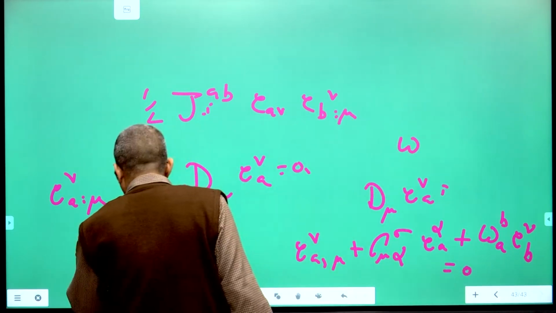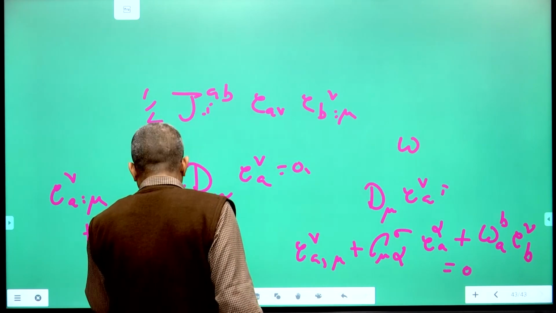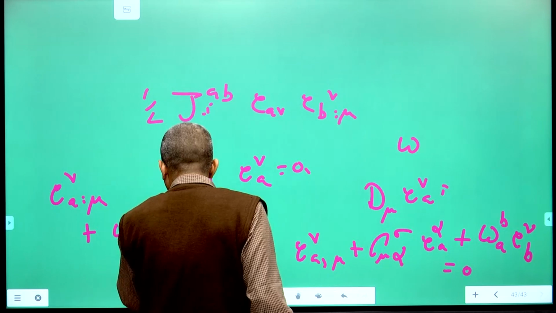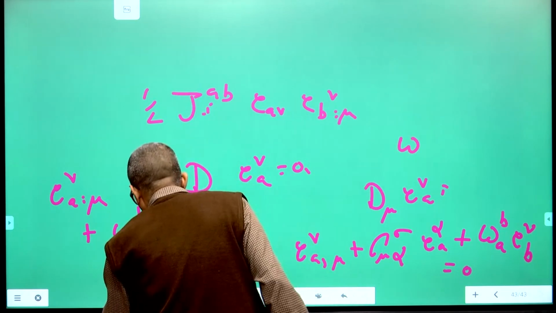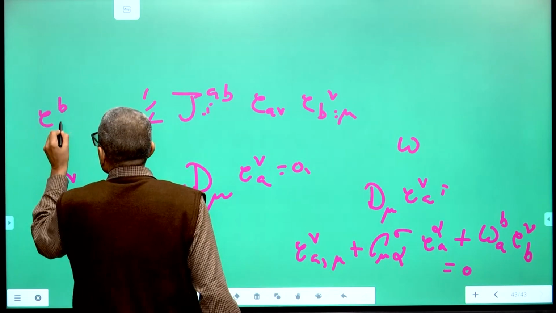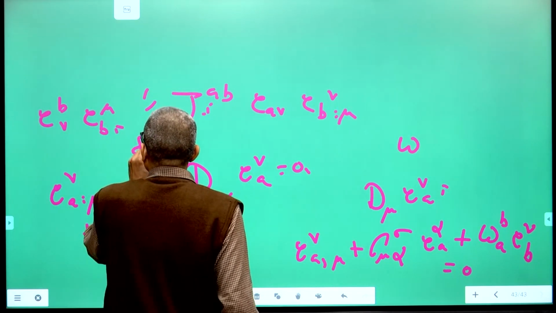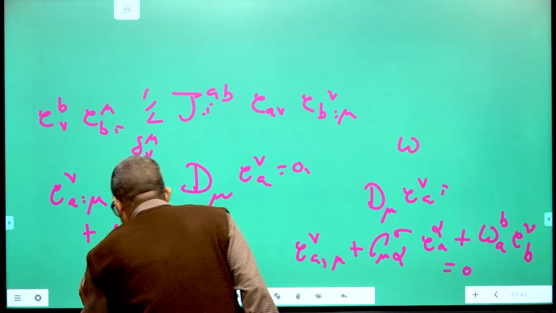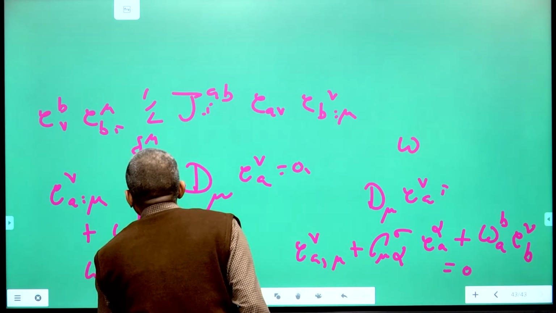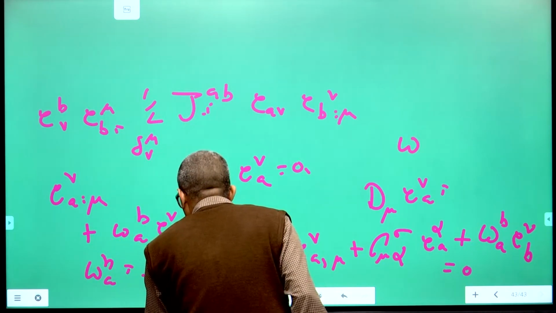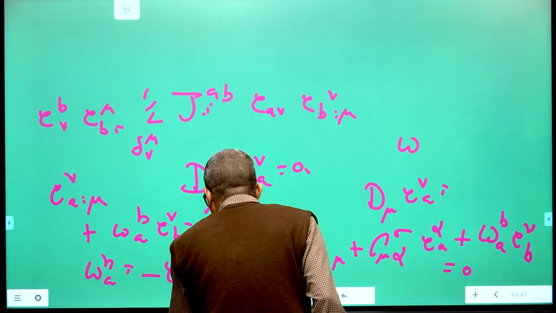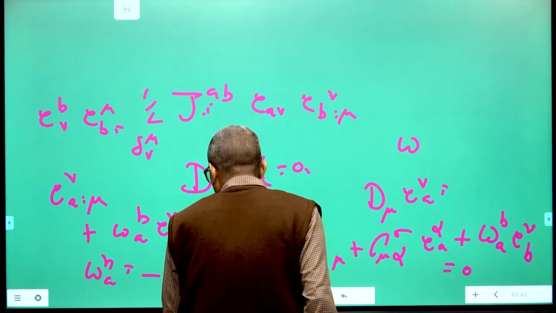So you require that this plus omega ba E nu b is 0, or equivalently, if you use the fact that E b nu into E mu b is delta mu nu, this is the same as saying that omega ba should be minus of E b nu into E nu a double dot mu, right.